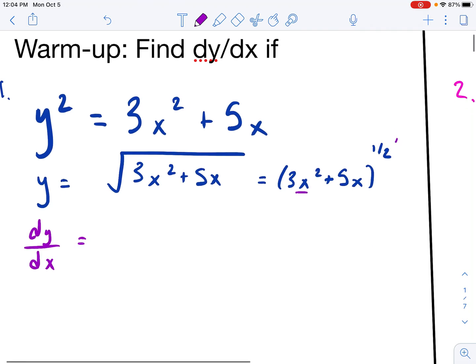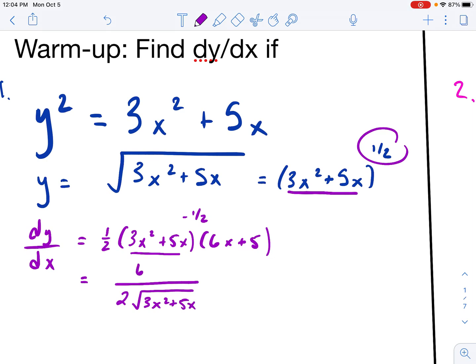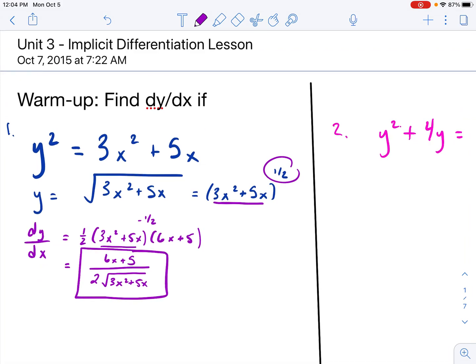On the right, we're going to use the chain rule. I've got to bring down the power first, leaving the inside alone. Don't forget to subtract 1 from the power, then multiply by the derivative of the inner function. And we get this quantity back. If I want to clean it up a little bit, it looks like we're going to have a square root in the denominator, a 2 in the denominator, and then the 6x plus 5 up top. And that would be our derivative. Okay, we were able to get y by itself, so we're able to go ahead and move on from this.